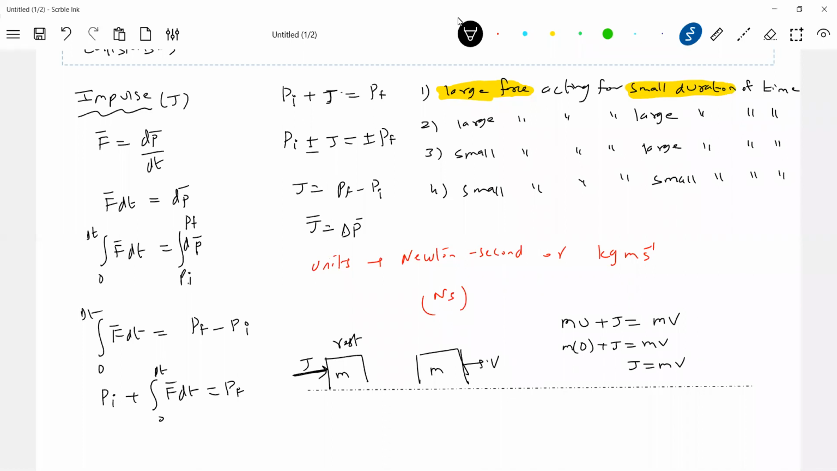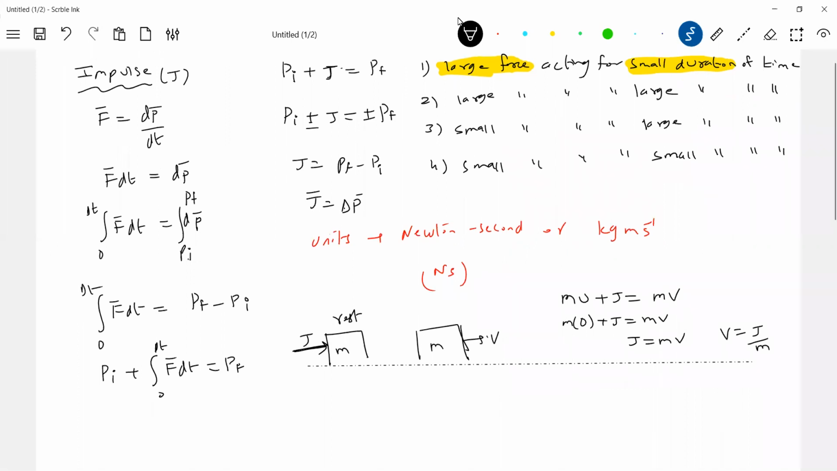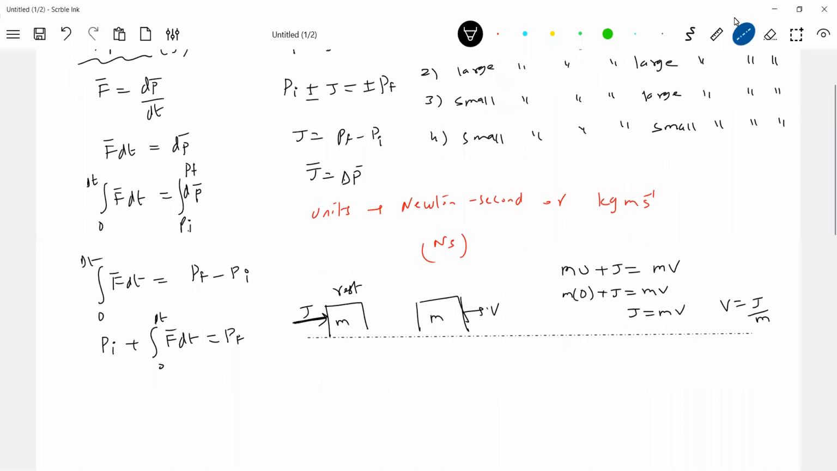So what is the velocity of the body? How much of impulse applied by the mass will give the final velocity? What is this time? Fraction of seconds, micro or milliseconds, when the force is applied. Next situation.